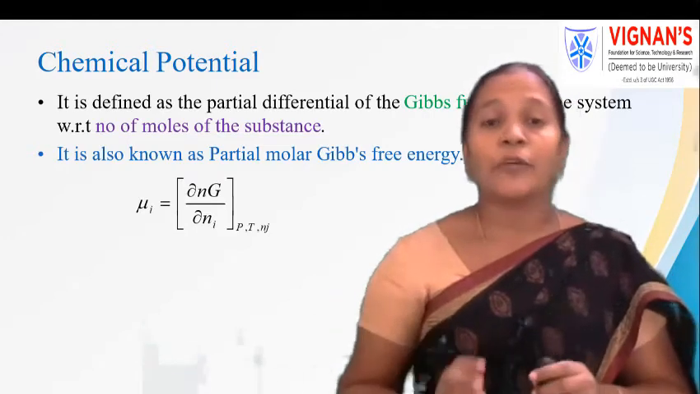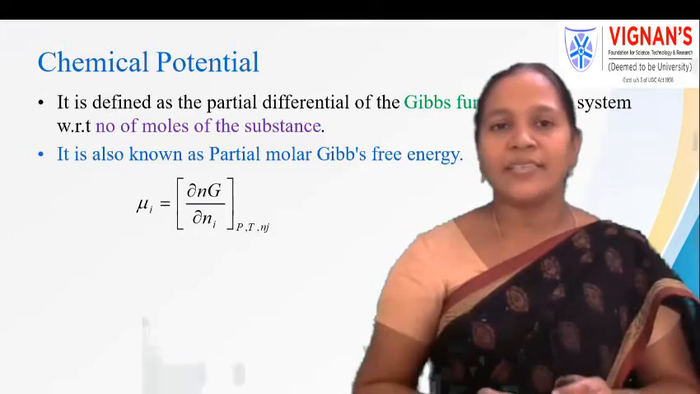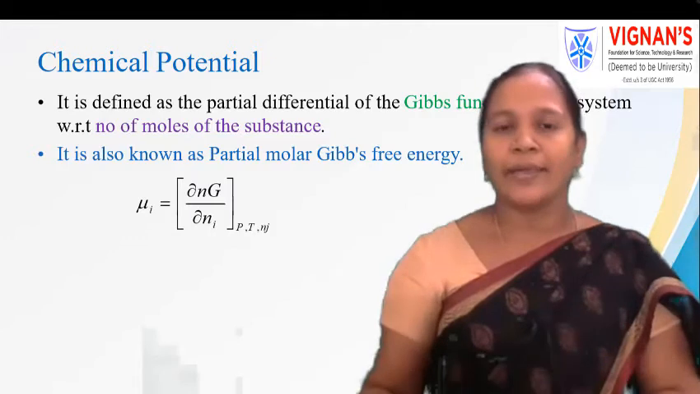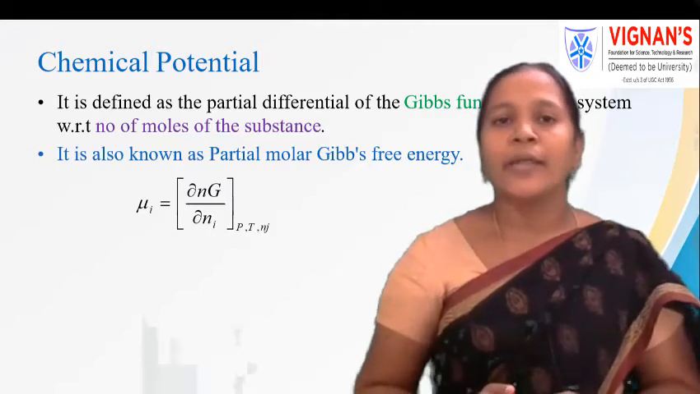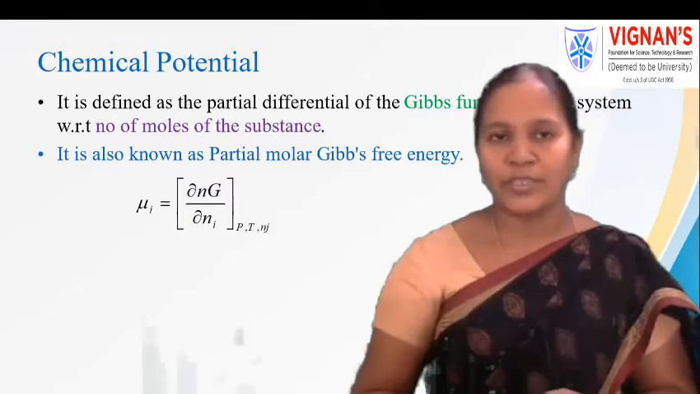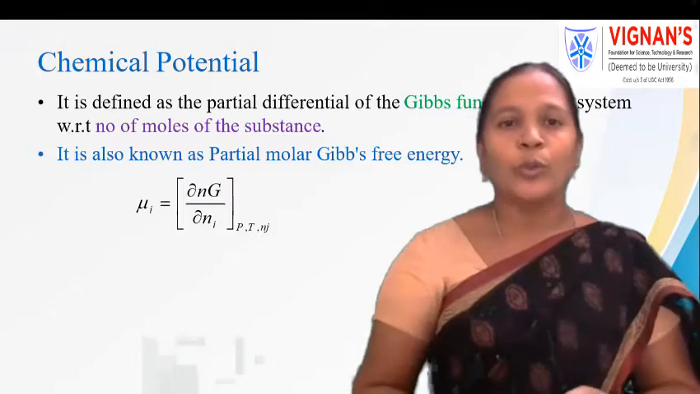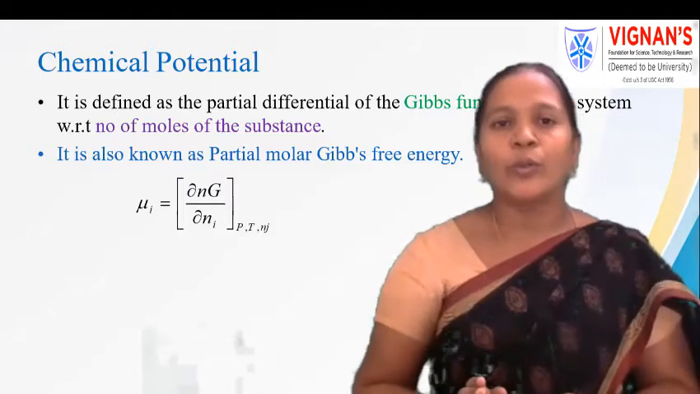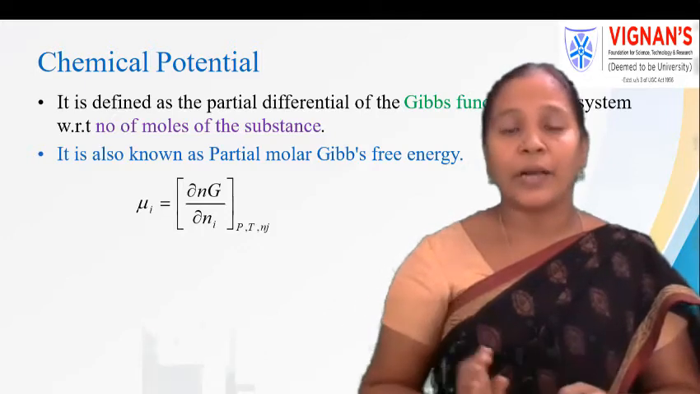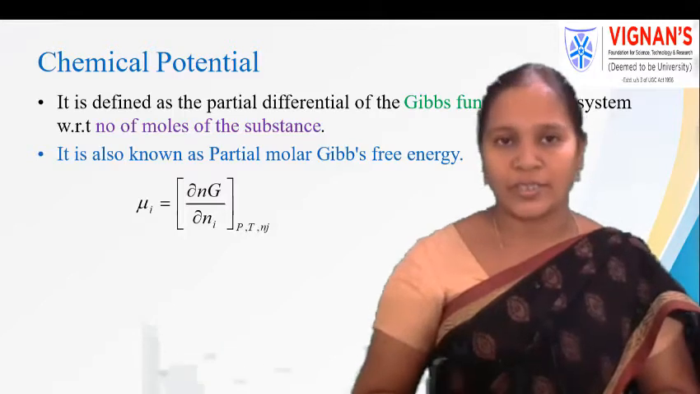Mathematically, chemical potential is expressed as mu i equals dou of nG by dou ni at constant temperature, pressure and number of moles. Chemical potential is denoted with mu. Mu i equals dou of nG by dou ni at P, T and constant number of moles.